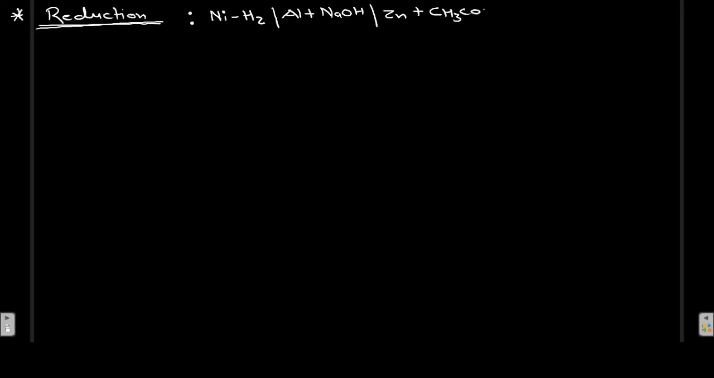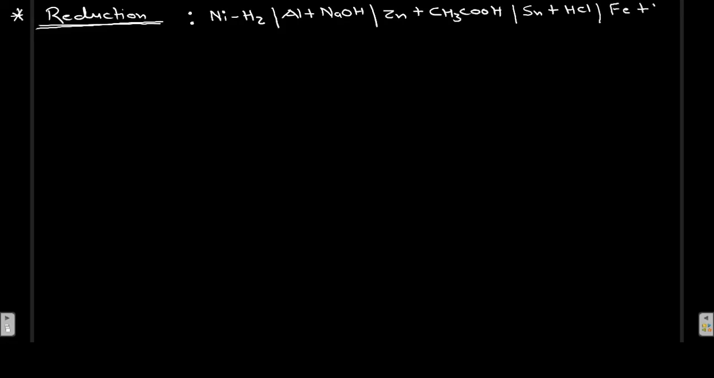Next topic is reduction. See, reduction usually occurs in the presence of nickel and hydrogen. This is nickel hydrogen. Aluminium plus sodium hydroxide. So these are the reagents which are responsible for reduction. Zinc plus acetic acid. Tin plus HCl.